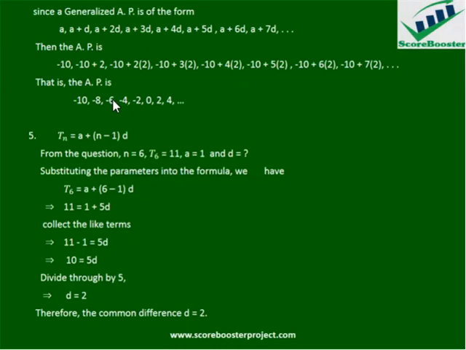Also, minus 6 minus 8: minus multiplied by minus is plus. Minus 6 plus 8 will give 2. Therefore, this is a particular arithmetic progression that has its 6th term to be 0 and 13th term to be 14.